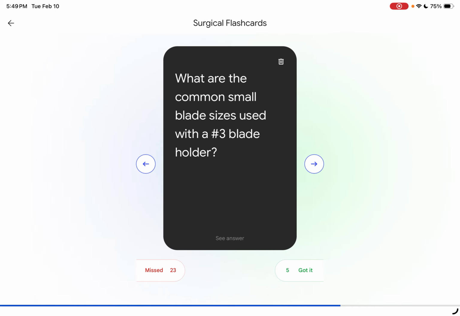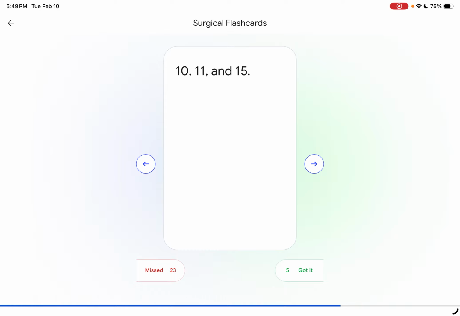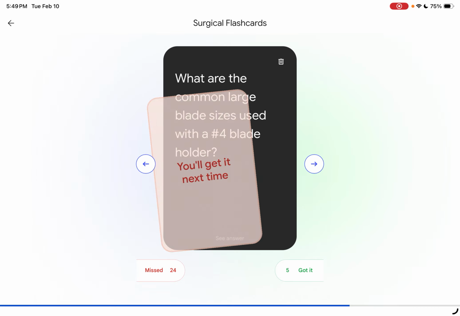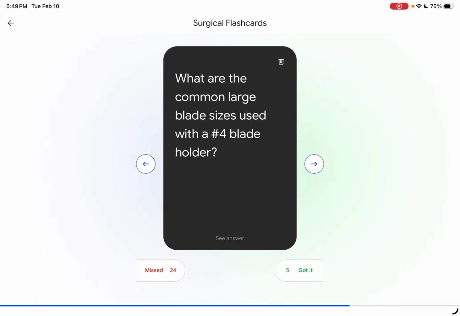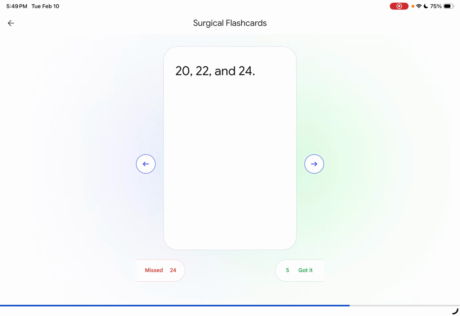Okay, got it. What are the common small blade sizes used with blade number 3? 10, 11, 12, 15. What are the common large blade sizes used for number 4 blade holder? 22, 20, 24. Got it!